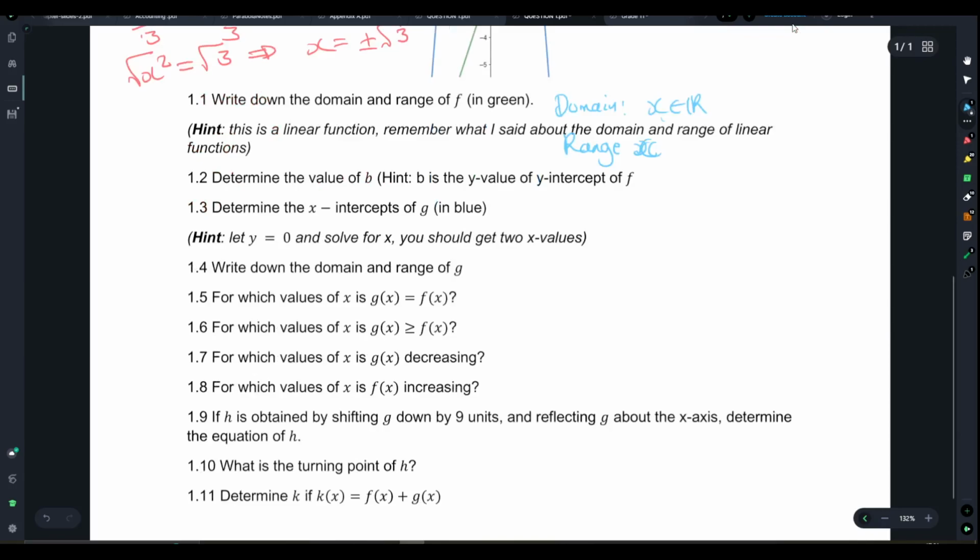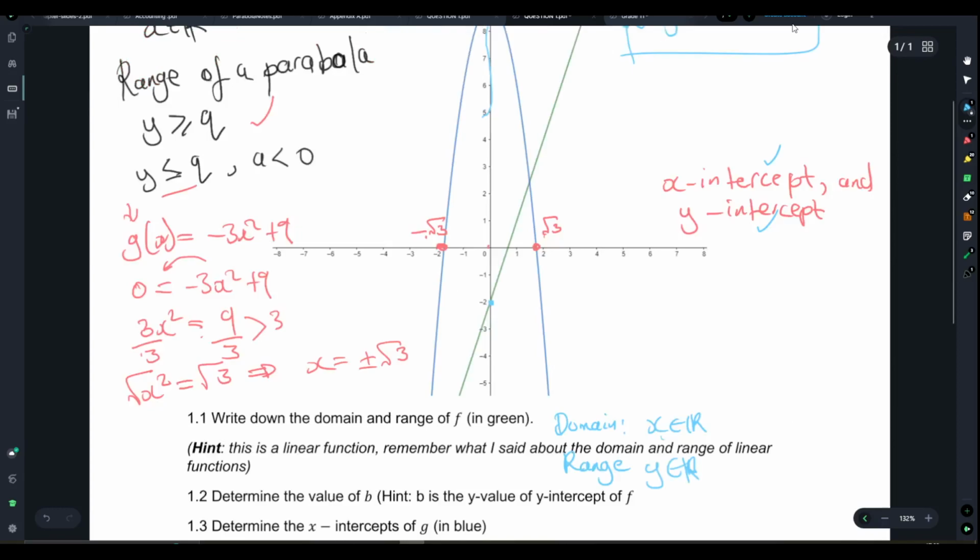Get rid of that. And the range is always, I'm really sorry, y is an element of real numbers. Okay. Now determine the value of b. As I've told you, we actually got the value of b, right? So if you've been following, b is actually -2. Okay. Determine the x-intercepts of g in blue.